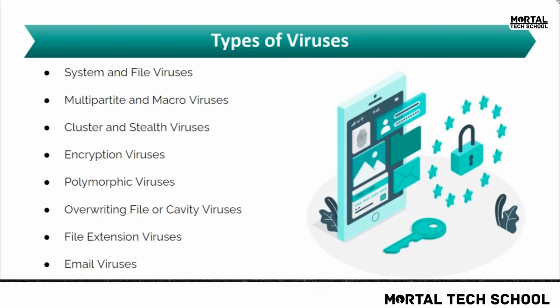Email viruses are the types of viruses commonly found in email attachments that infect PCs. File extension viruses are viruses which are inside a file extension. For example, there is a file known as file.php.txt. The original file is a PHP file, but it is hidden inside a .txt file.